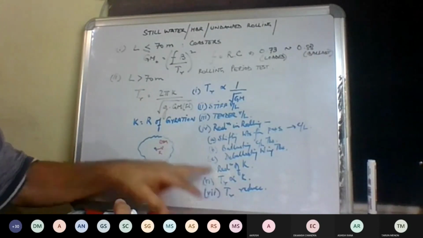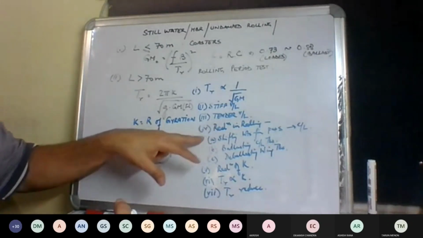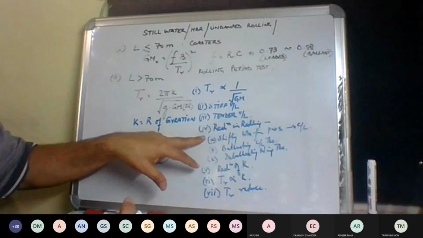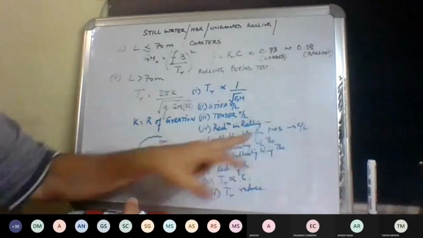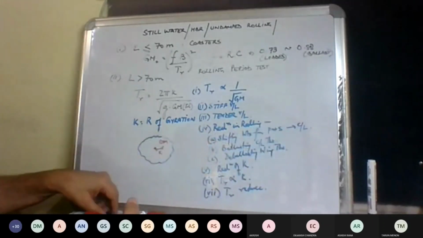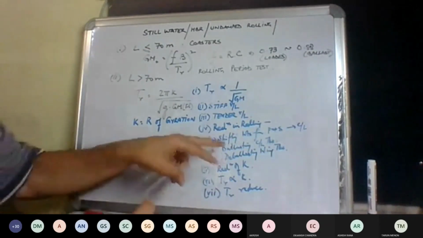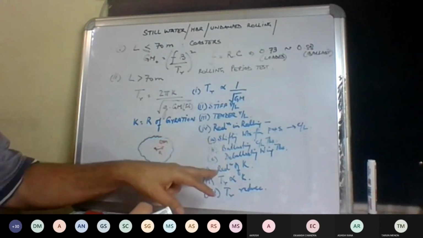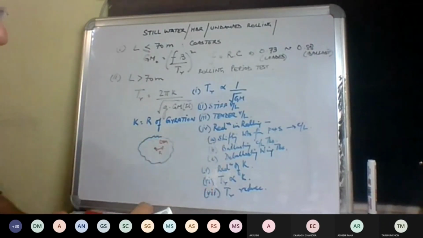So reduction in rolling can be achieved by three methods. One is shifting weights from port and starboard side towards the center line. Another is if I ballast the center line tanks. And a third is if I deballast the wing tanks. In each of these cases, I will be reducing the radius of gyration.